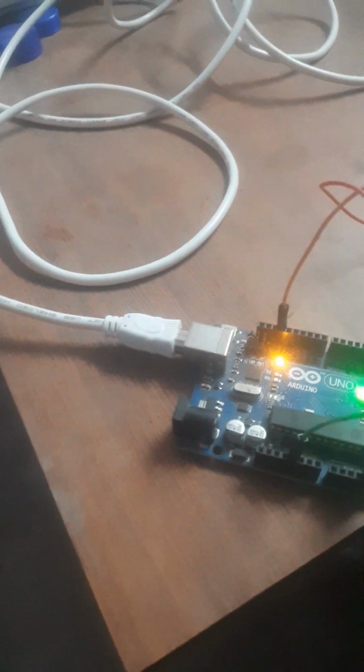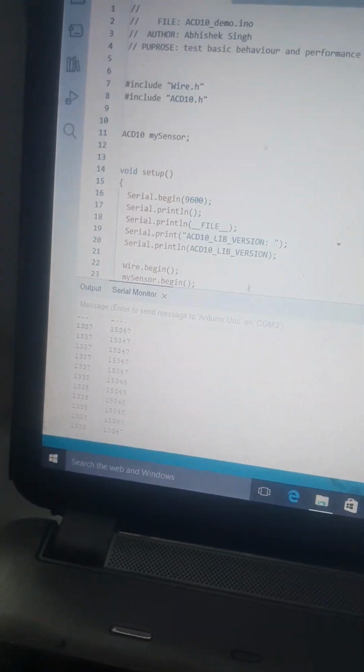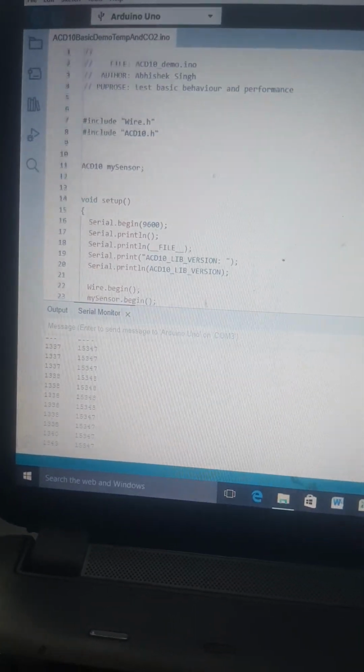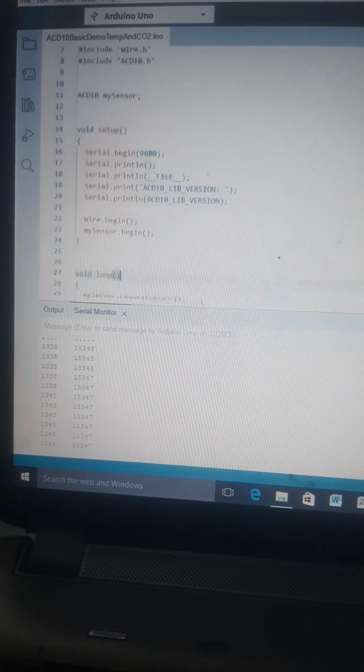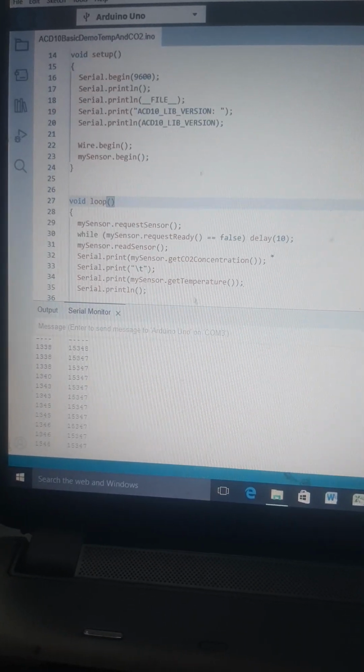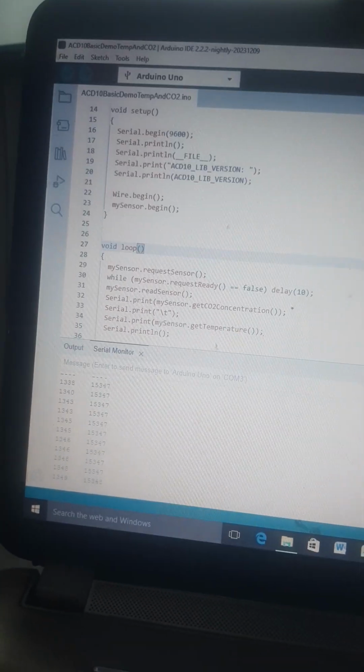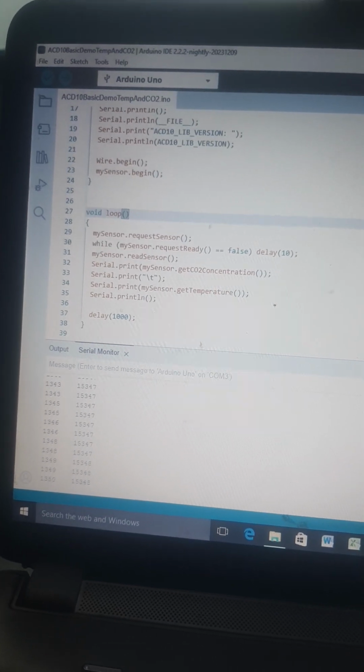Then we have the printer cable connecting to the USB, giving the power supply and also the connection to the IDE, the Integrated Development Environment, where I'm going to show you the code. This is the code where I'm calling the library ACD10 and Wire.h. A baud rate of 9600 is fine, and then I call the objects and their functions, get carbon dioxide concentration and get temperature values, and then I print them out separated by a tab.